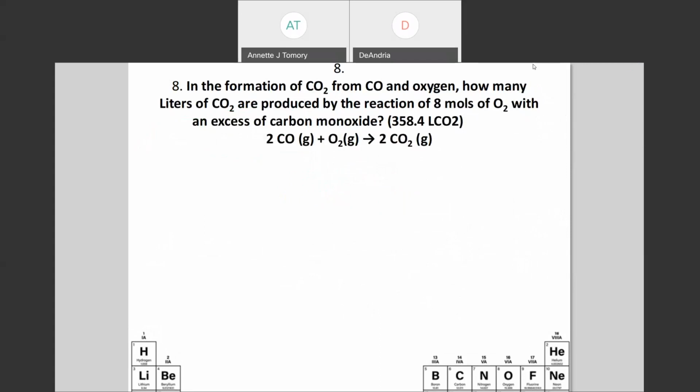In the formation of CO2 from CO and oxygen, how many liters of CO2? So what are they looking for? The liters of CO2. So we're going to put XL underneath the CO2 for how many liters are produced when the reaction of 8 moles of O2. So where am I going to put that? Under the O2. Very good. With excess carbon monoxide. That excess just means we don't have to worry about it. It's extra information.